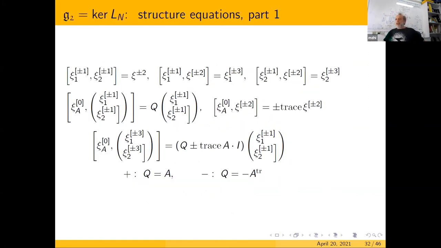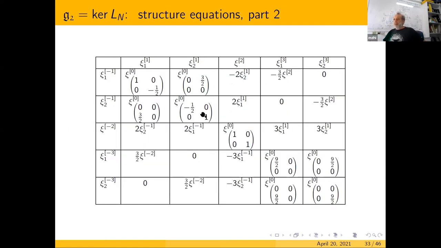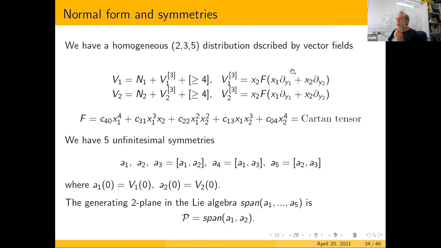Okay. What we also need are the structure equations. This is part one of the structure equations. We have the same thing, very simple, in the negative and positive parts. Here is how the central part acts in a very simple way on the negative and the positive part. And these are the Lie brackets between the negative part of G2 and the positive part of G2.